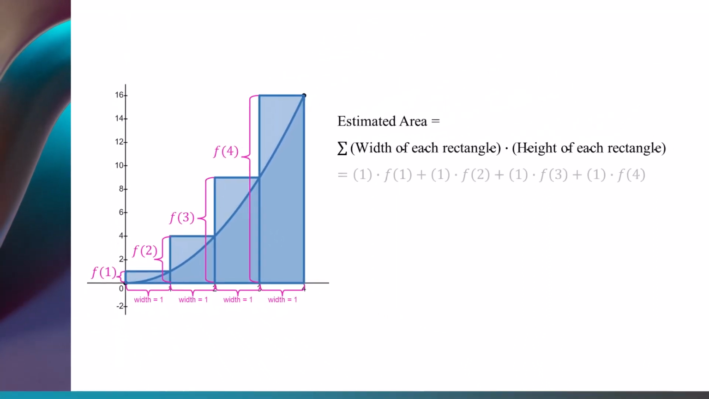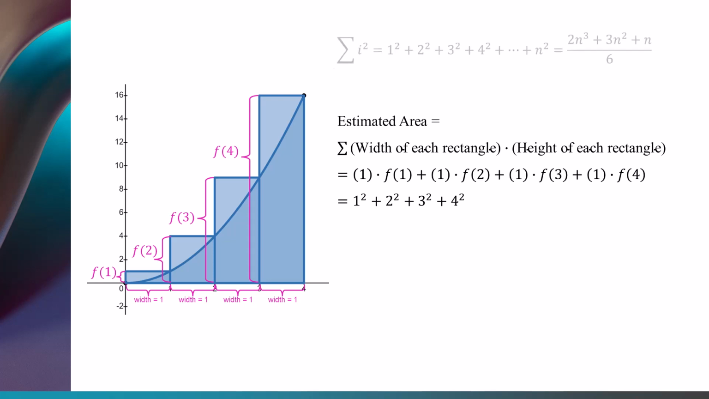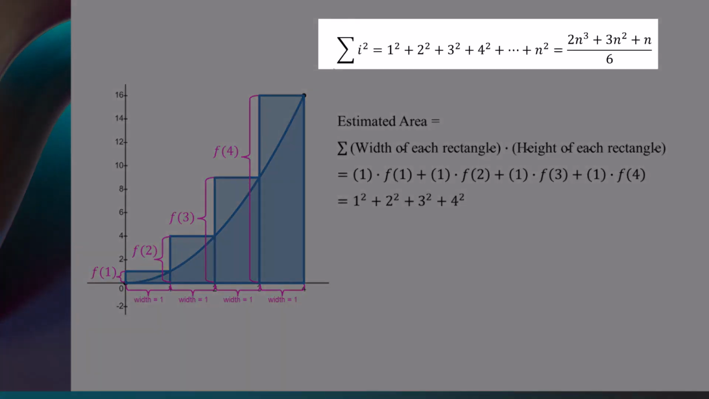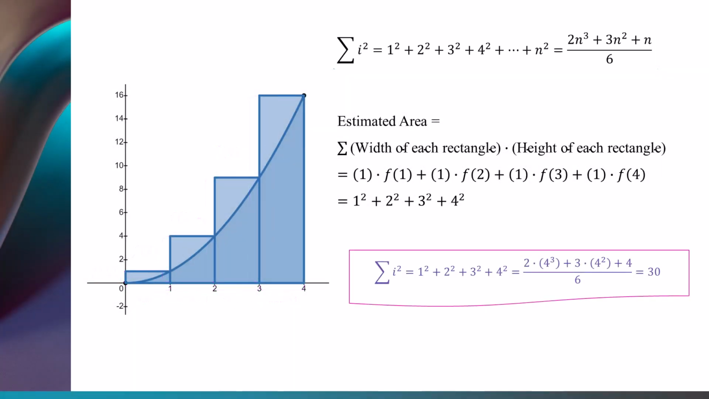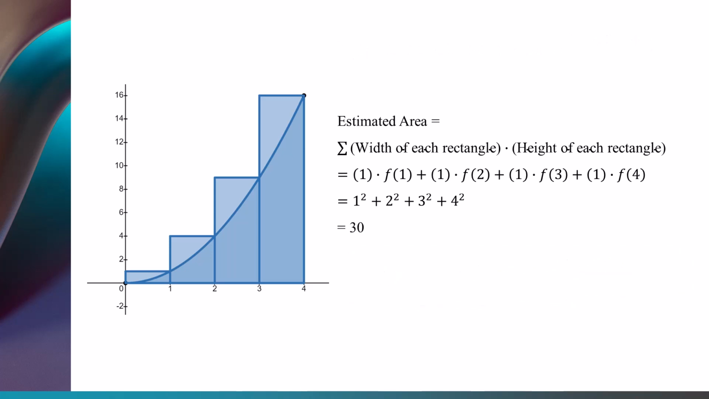So our estimate is 1 times f of 1 plus 1 times f of 2 plus 1 times f of 3 plus 1 times f of 4. Now this equals 1 squared plus 2 squared plus 3 squared plus 4 squared. Now this is easy enough to find, but how about we use our formula? Here, n is equal to 4, so the sum is 2 times 4 cubed plus 3 times 4 squared plus 4, all over 6. And this gives us 30. So our estimated area is 30.